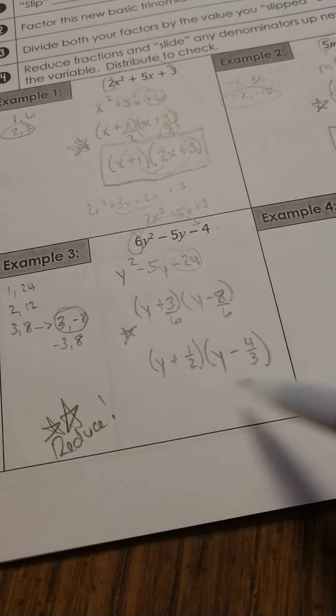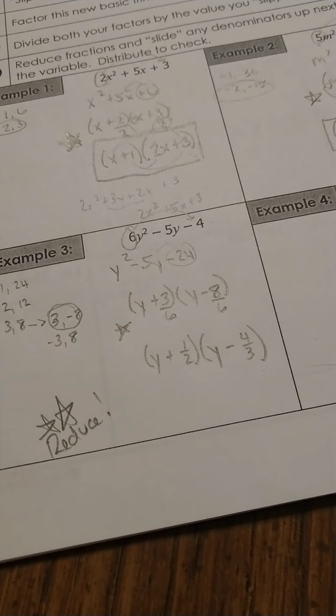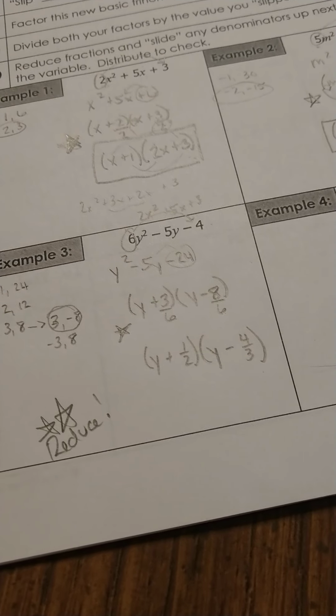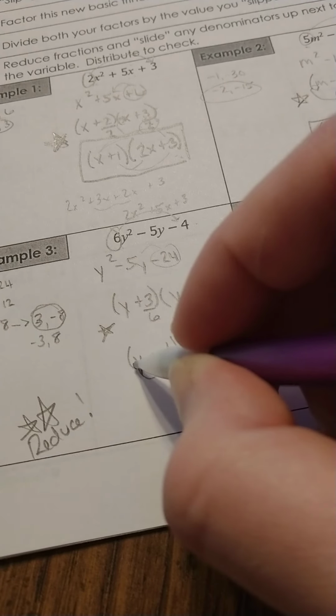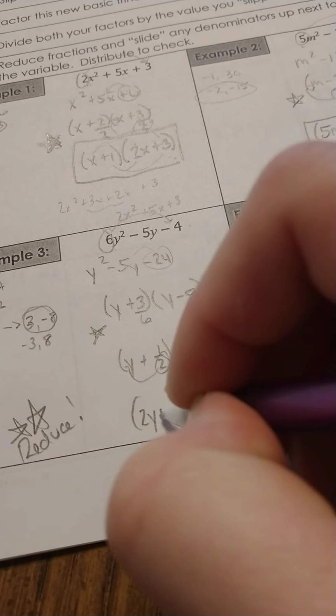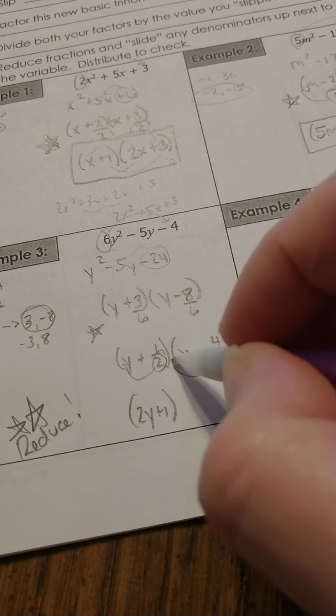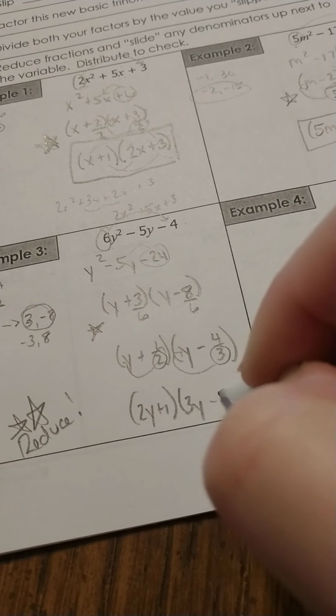Now, you cannot leave those fractions. That's why we have to do this division step and then do the bottoms up. You're not allowed to have fractions in your factors. So grab your 2, drag it out front. So 2y plus 1. And then grab your 3, drag it out front. So 3y minus 4.